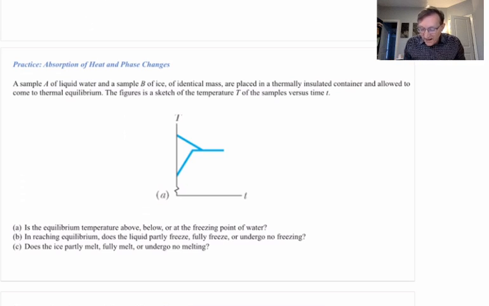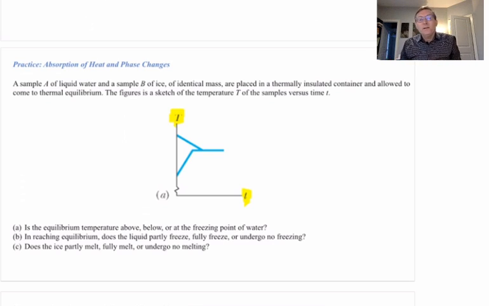Now this figure is a sketch graph of the temperature, watch out for the symbols, capital T, as a function of time, little t. Temperature versus time for both samples, A for liquid water, B for ice. I want us to be able to take that kind of graph and tell a story in words of what is happening in that container, and then answer the questions below.